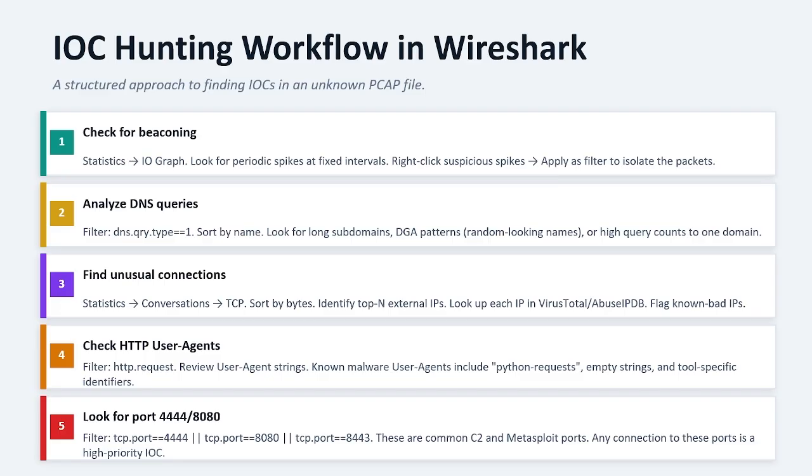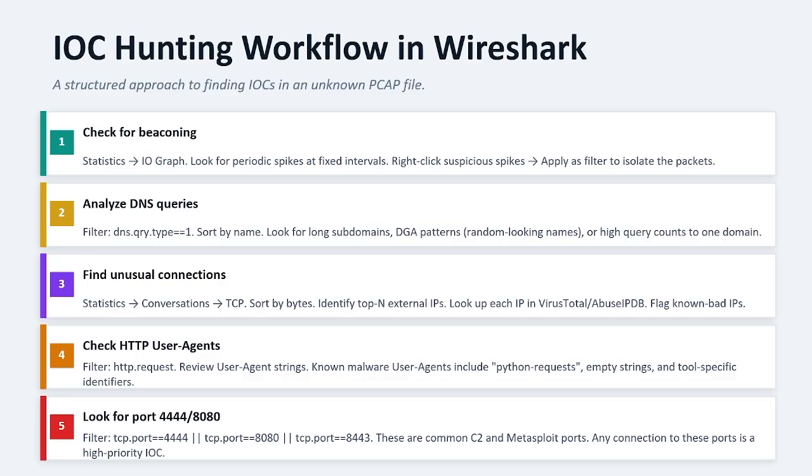So the IOC hunting workflow in Wireshark is you want to check for beaconing, so you look at the IO graph, look for periodic spikes at fixed intervals. You can investigate those suspicious spikes and see what's actually happening. You can look for DNS queries, for those subdomains, the DGA patterns, high query counts. Then you can look for unusual connections through the statistics and conversations. You can sort by bytes, you can sort by number of packets. You can identify all of those and start to look at them a little bit more.